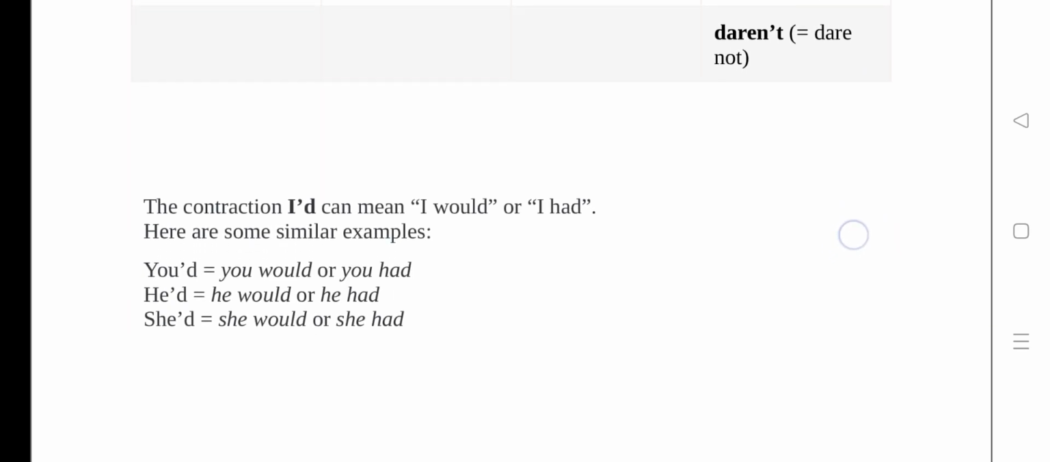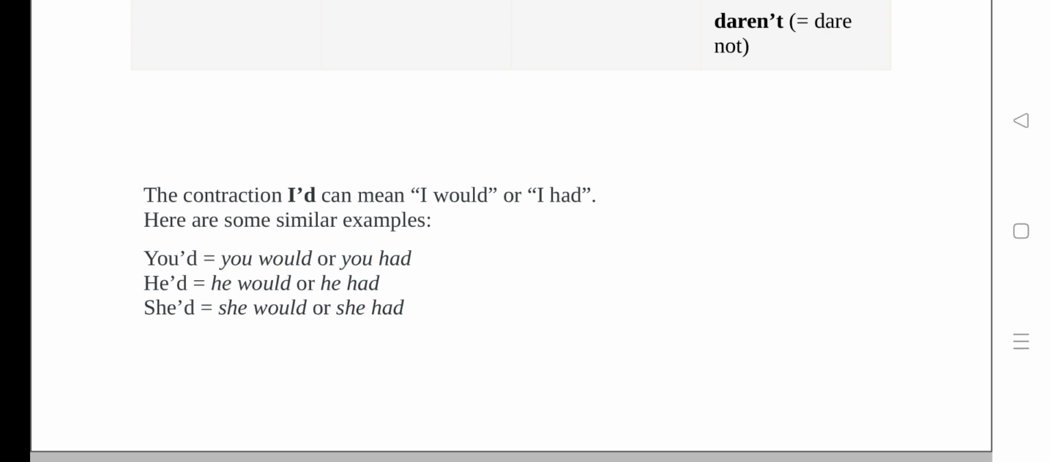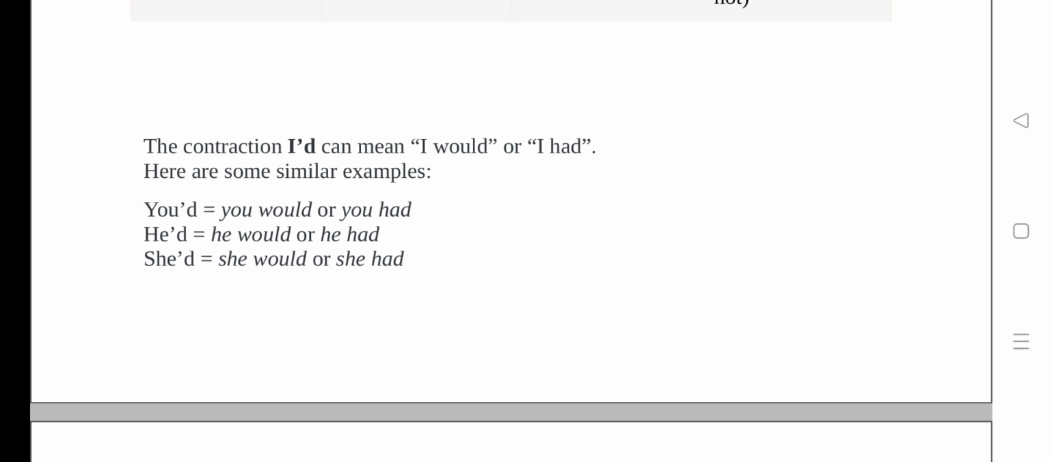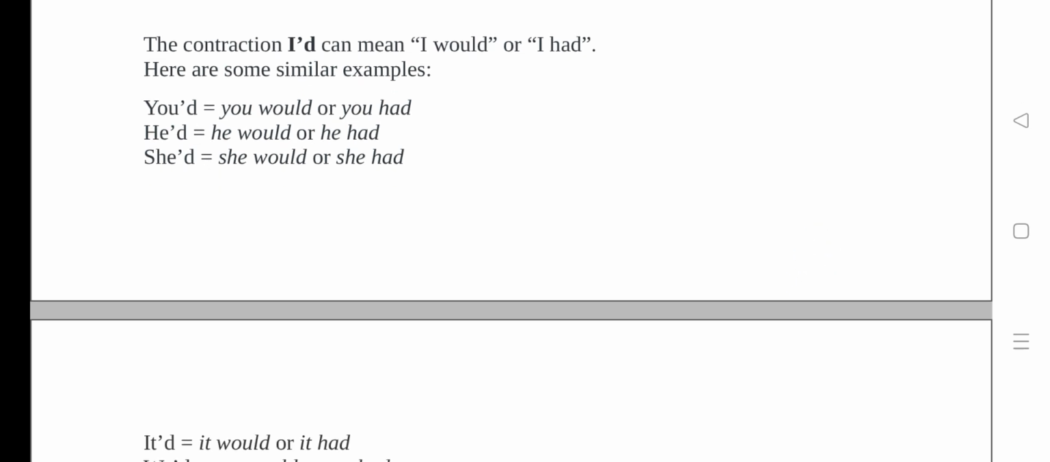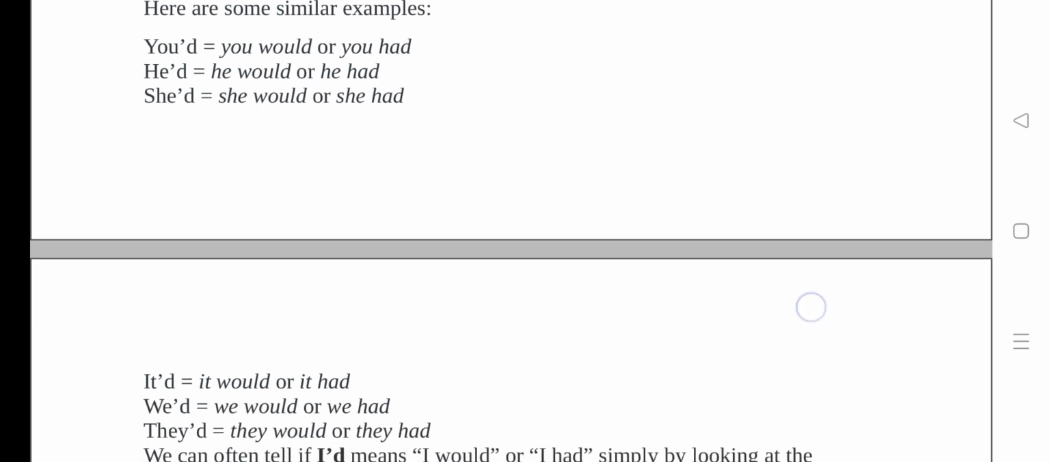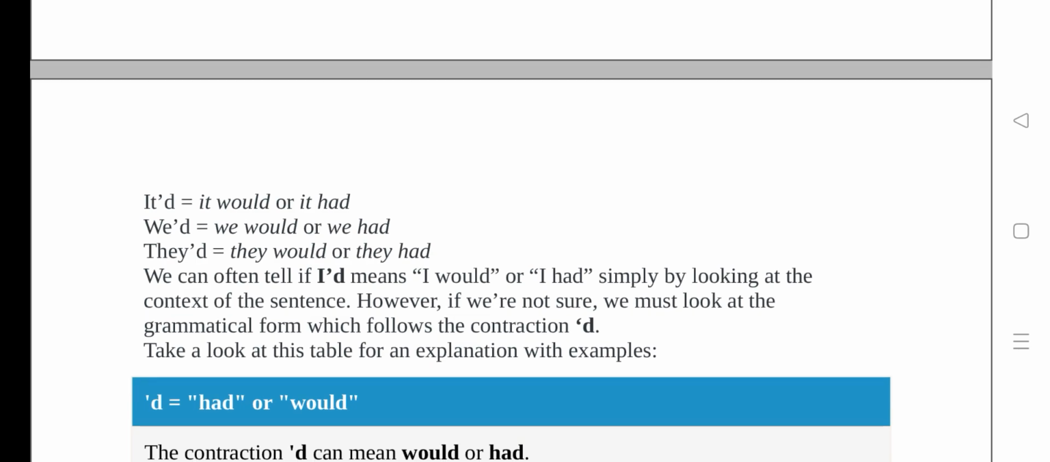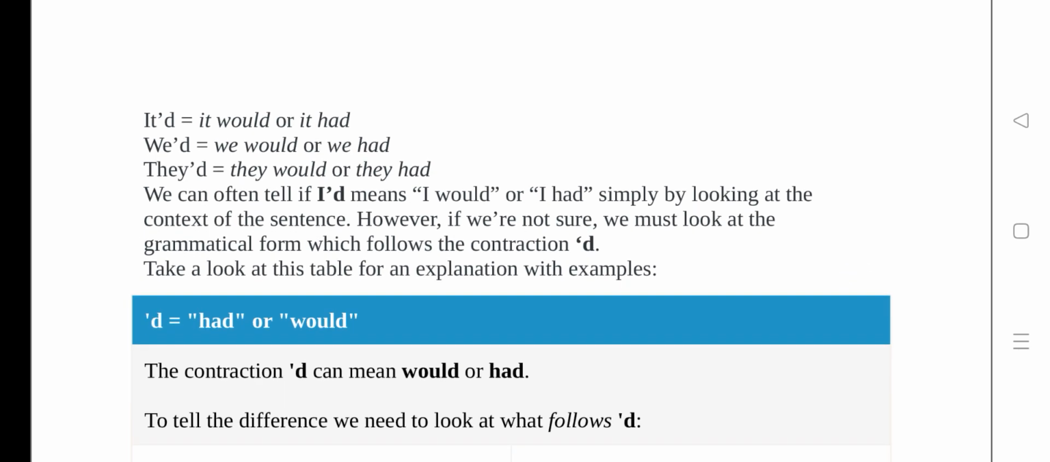So now come to the contraction I'd. I'd can mean I would or I had. So the problem is here. How can you understand whether the contraction I'd is would or had? So here are some similar examples: you'd, you would or you had; he'd, he would or he had; she'd, she would or she had. So how will we recognize it?